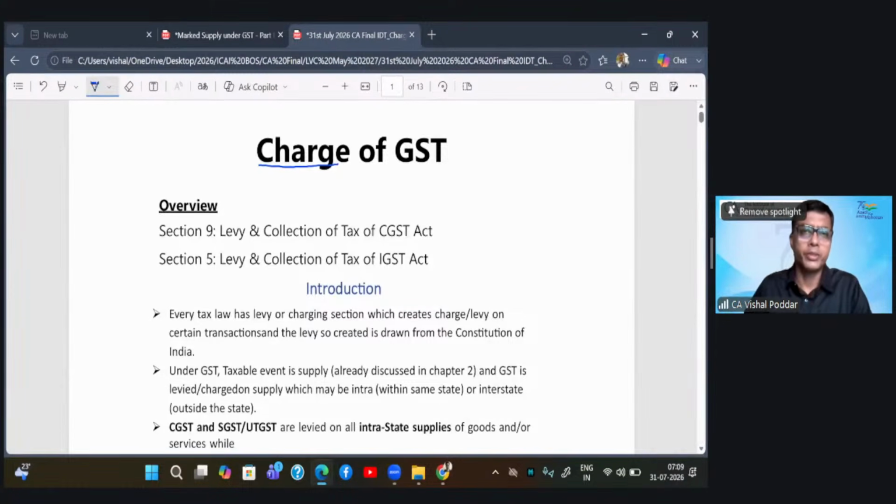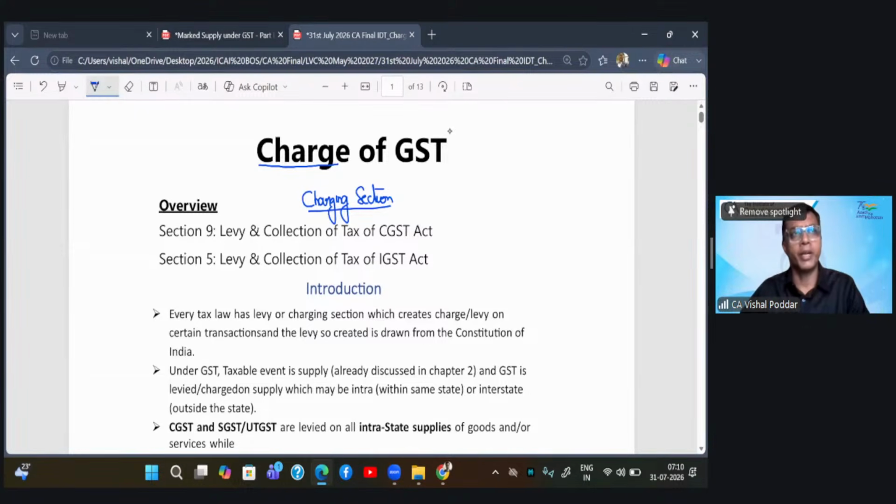Now, let us understand, students, one very important point, that every taxation law has one section which is called the charging section. What is this charging section? The charging section is the section which creates the levy of that tax, which specifies when that particular tax shall be levied, shall be imposed, on what transaction it will be imposed, when it will be imposed, who is required to pay the tax, and so on.